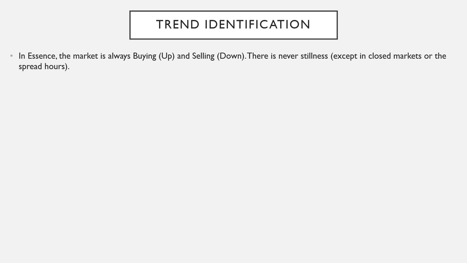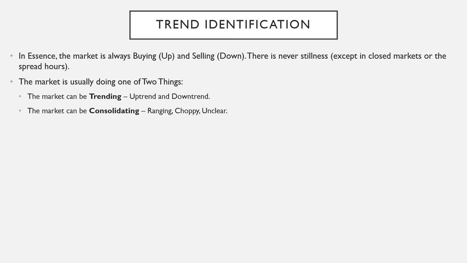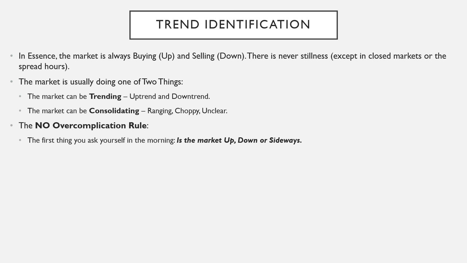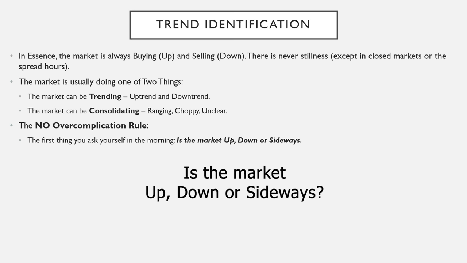So usually, the market is doing one of two things. It's either trending, which could be uptrend or downtrend, or it's consolidating, which is pretty much ranging, choppy, unclear price action. And there is a rule that I want you to remember, the no overcomplication rule. The first thing that you ask yourself in the morning when you sit at your charts is: is the market up, down, or sideways? Usually you can spot this within 15 seconds, because it usually just makes sense, right?